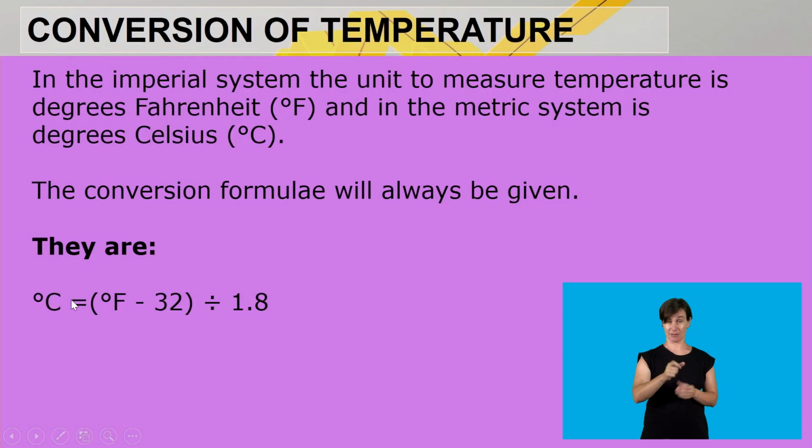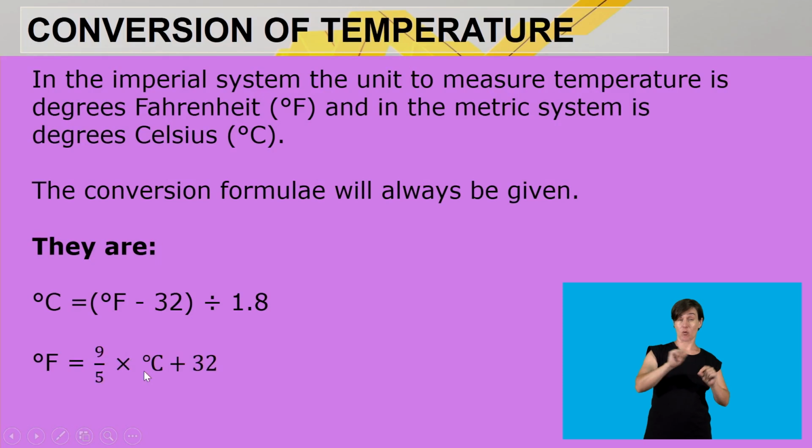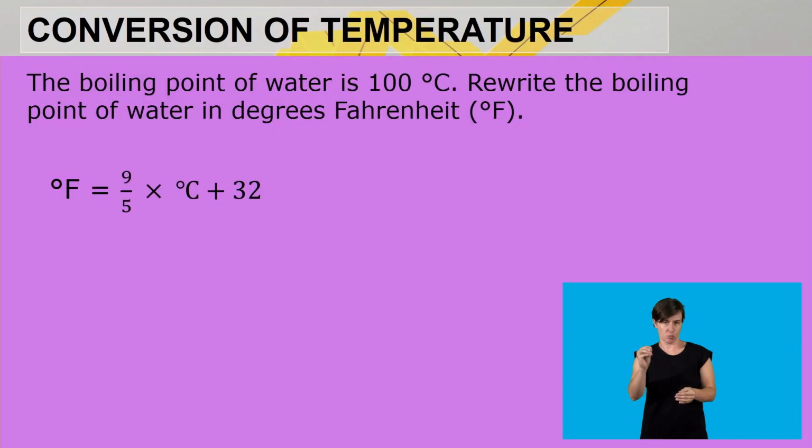If you want degrees Celsius, it's going to be degrees Fahrenheit minus 32 divided by 1.8. Now remember, we must first do the bracket, and then the division. And then for the degrees Fahrenheit, 9/5 multiplied by the degrees Celsius plus 32. So you choose the correct formula and you substitute whatever you have. Okay, let's look at another example.